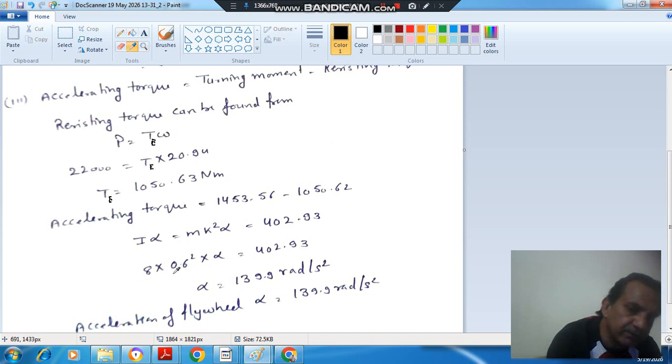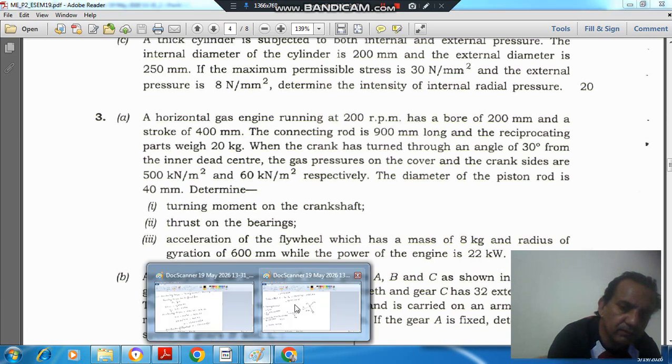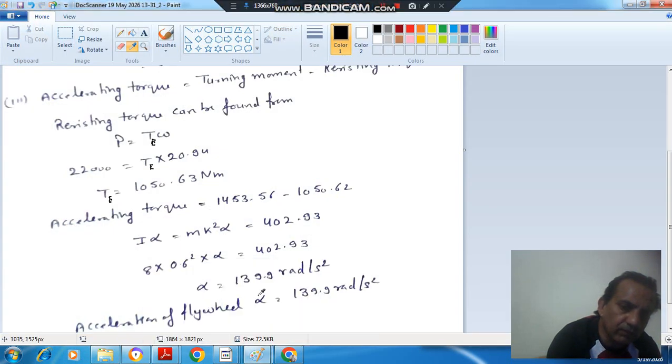M is 8 kg and k, the radius of gyration, is 0.6 meter or 600 mm. So from this we can calculate alpha. Alpha is 139.9 radian per second square. So that is the acceleration of the flywheel.